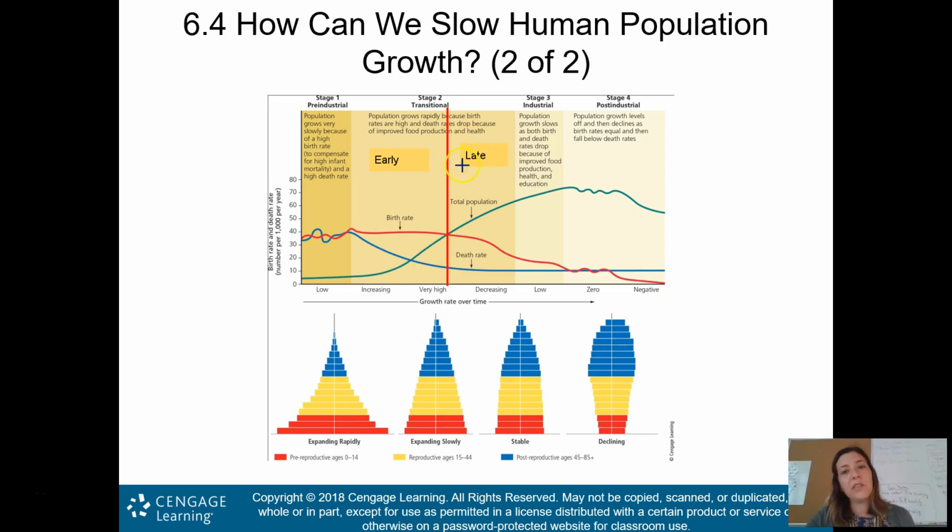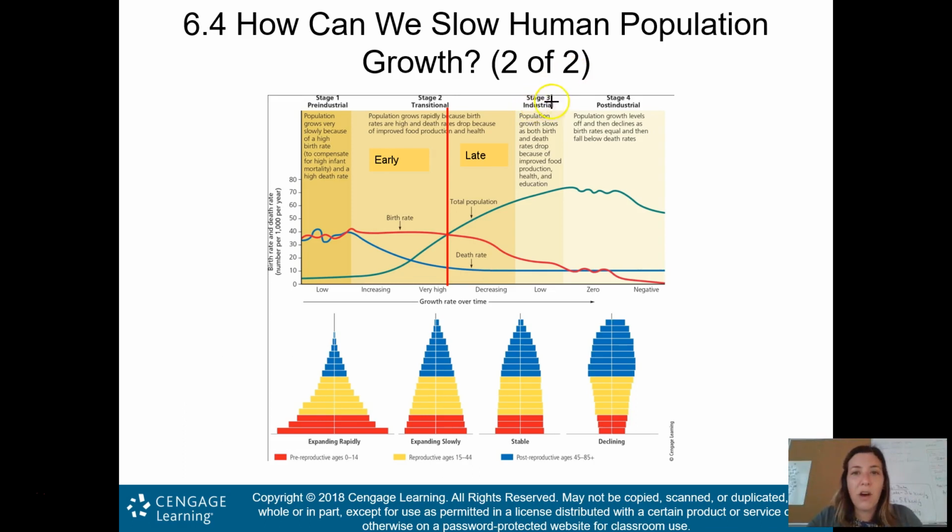Okay, so enter stage 3, the late transitional. You still are experiencing rapid population growth, but the red line here, birth rates, are beginning to decline. This would be due to more family planning, and death rates are remaining low because we still have access to healthcare, and also more nutrition because there's increased food production.